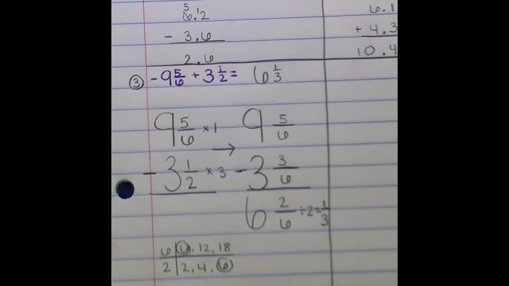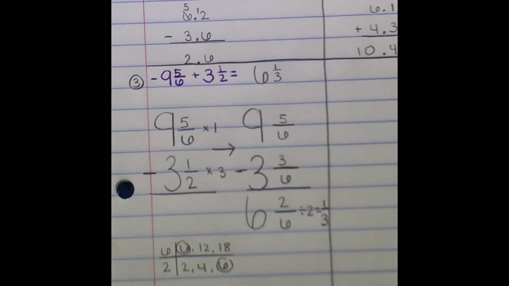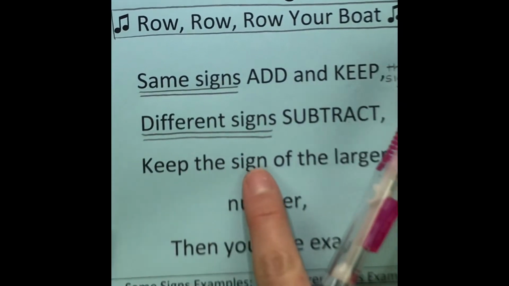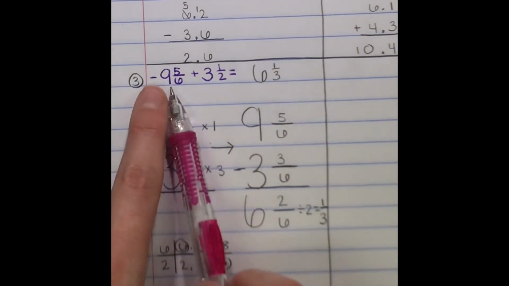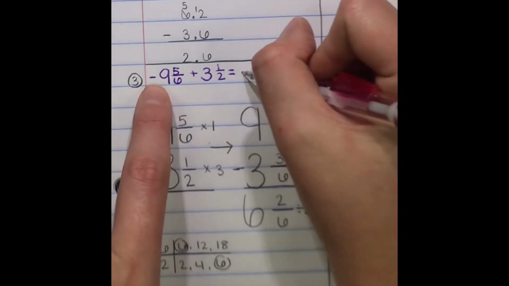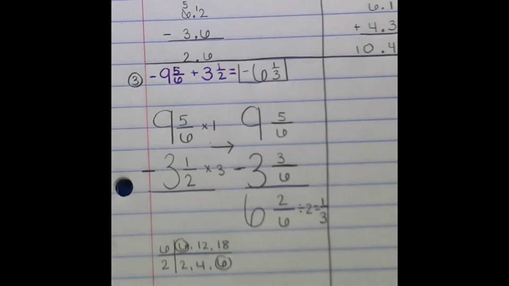Okay, we're almost done. So now we have to decide, is this a negative or positive answer? So we were subtracting. We did this one. Keep the sign of the larger number. So I have to decide, is 9 larger or is 3 larger? 9 is larger, so I'm going to keep the sign, which is negative. So my answer is a negative 6 1/3.